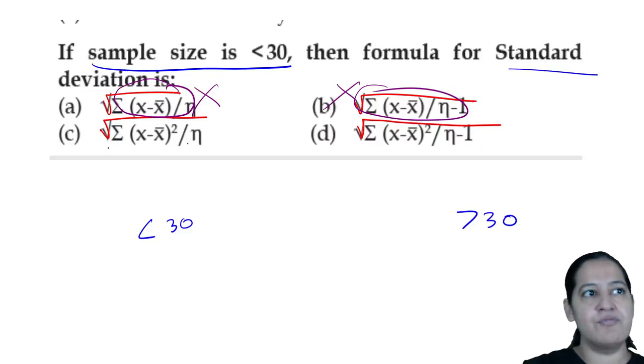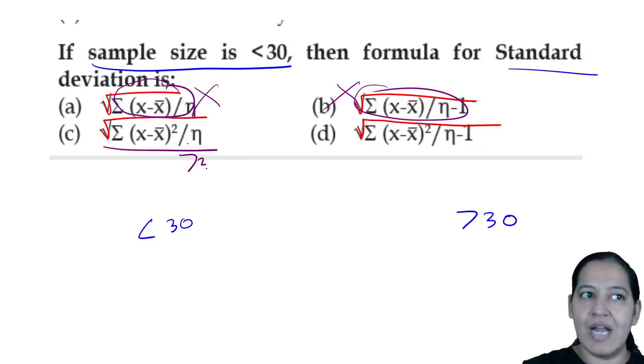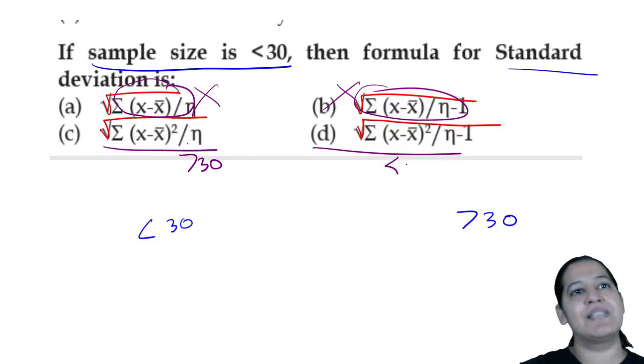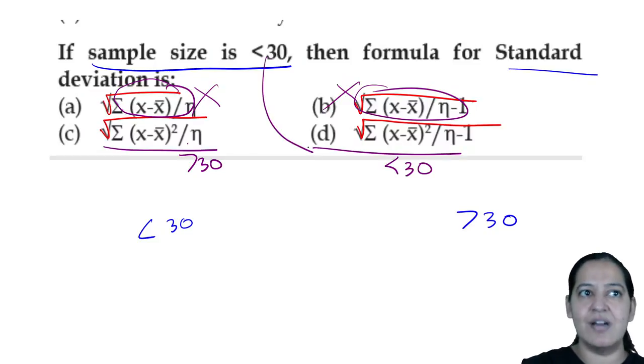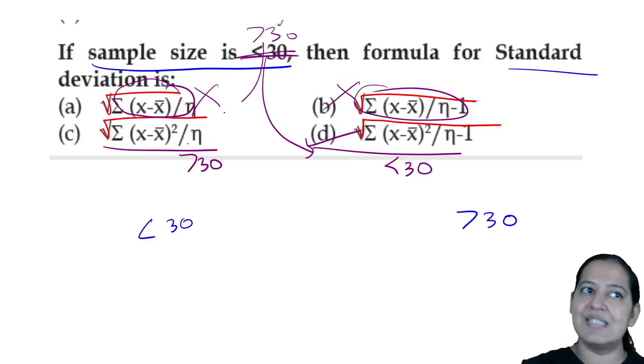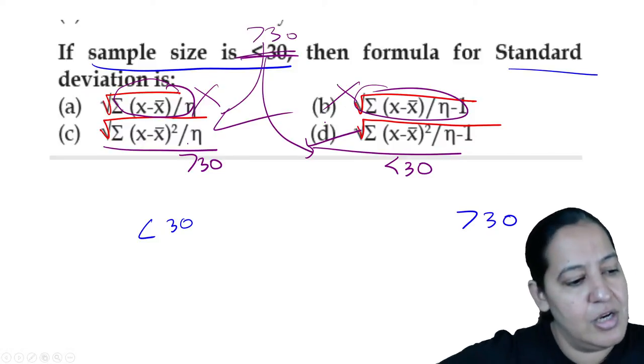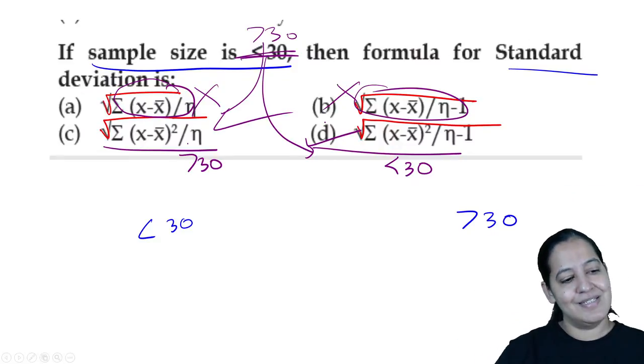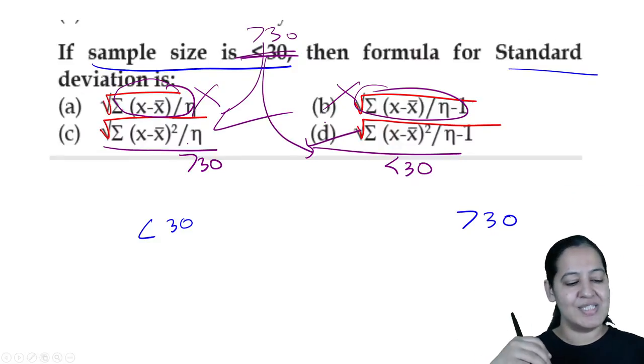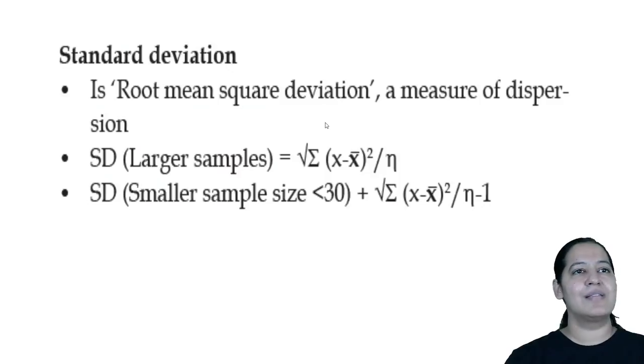So the third formula is the formula when the sample size is more than 30. And D is the answer if the sample size is less than 30. In the question it is less than 30, so D is the correct answer. If in the question, instead of less than 30, more than 30 is asked, then C will be the correct answer. Right, Anish? Yes? Should I proceed? Done? So this is how questions can be framed. So the correct answer here is D.